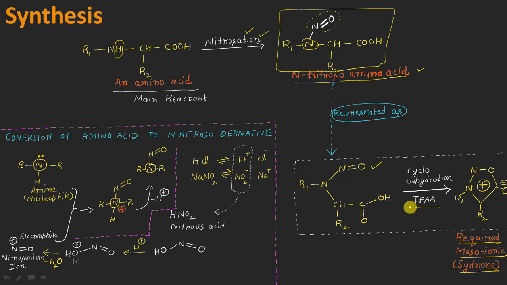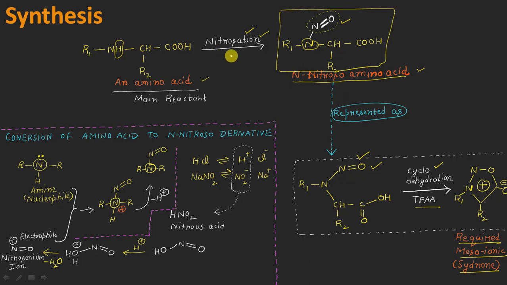Okay, so I will not be discussing the mechanism of this cyclodehydration because we have discussed it so many times, but I will surely be discussing how we can get this structure starting from this type of amino acid. I mean how we can carry out the nitrosation starting from this NH R group here on this side and some R group here on this side. Okay. Now for this, two different reagents are required.